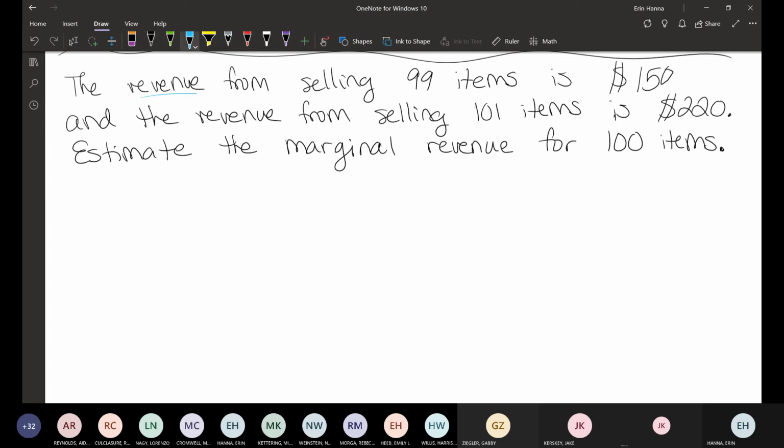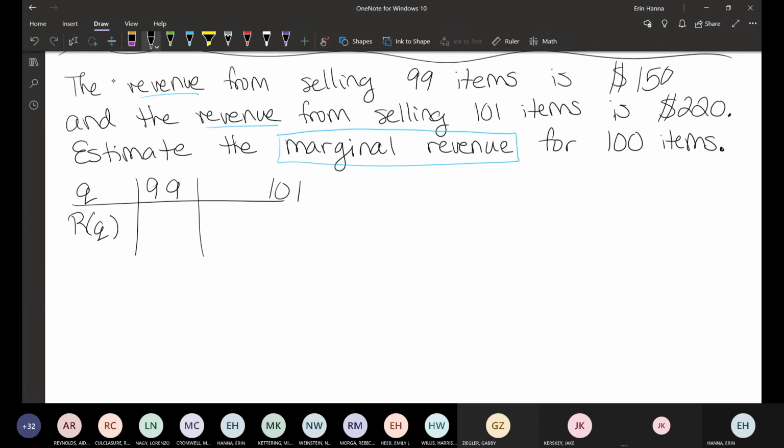So note that we're just given the regular revenue, but we're asked about the marginal revenue. So essentially what's happening here is it's kind of like those table examples we did back in 2.1, but just the tiniest bit different, so I should talk about it. So we have 99, 101, and we technically want to talk about 100. So we know that the revenue at 99 was 150, the revenue at 101 was 220. We technically don't know the revenue at 100.